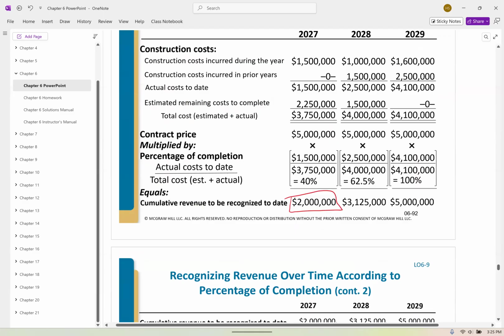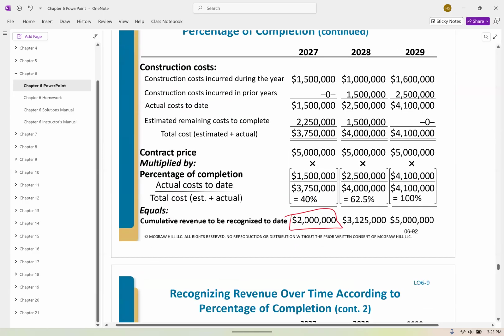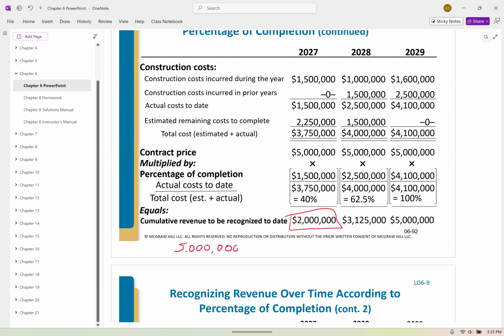They took 1.5 million and divided it by the total cost to complete, 3,750,000, which means we're going to record 40% of the revenue. So 5 million multiplied times the 40% gives us the 2 million. Okay.